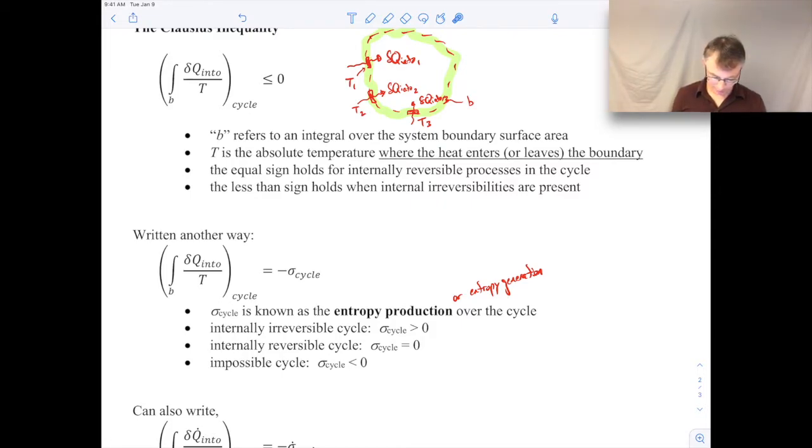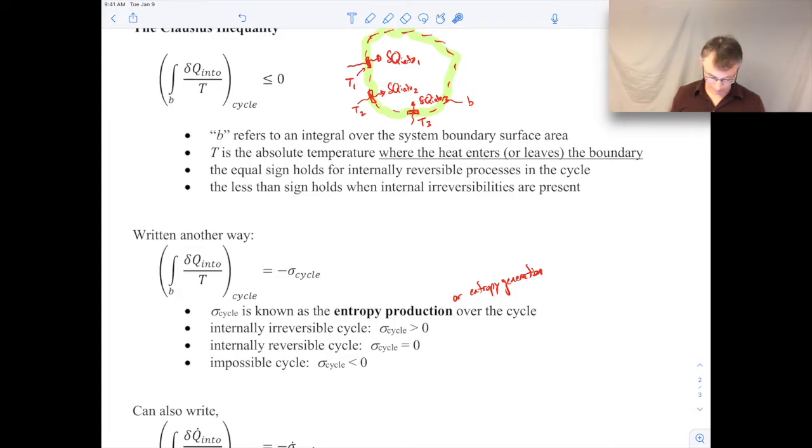So if we do our Clausius inequality in this form rather than this one, what that means is if you have an internally irreversible cycle, then that entropy production term has to be positive. So if it's positive, when we throw the negative sign in front of it, it makes it less than 0, so it corresponds to that less than sign. And then if it's internally reversible, then the entropy production is 0, and so this will be equal to 0, which is the same as the equality sign up here. Okay, so that's how we do this.